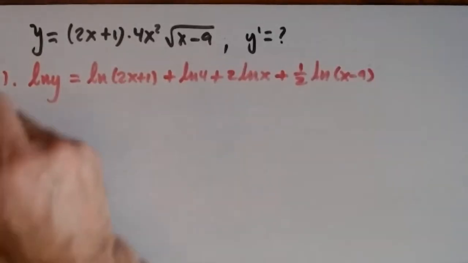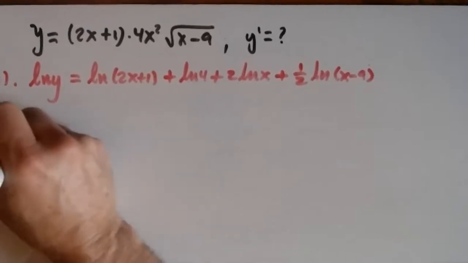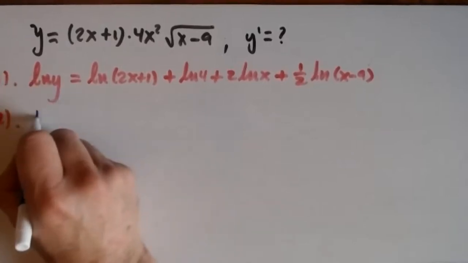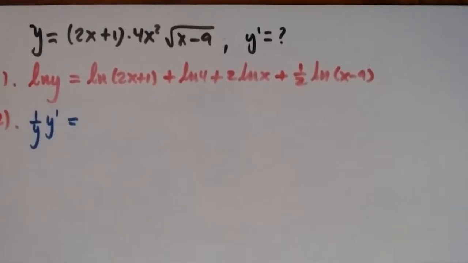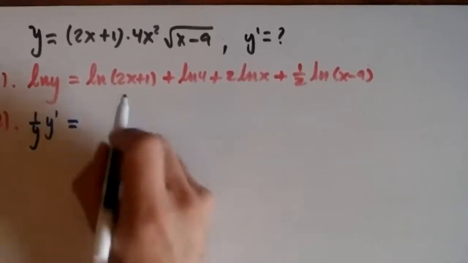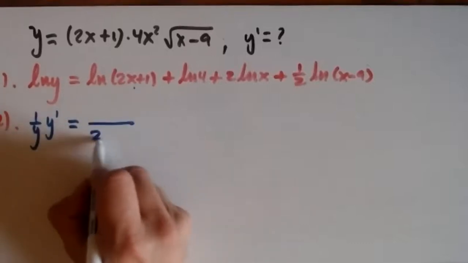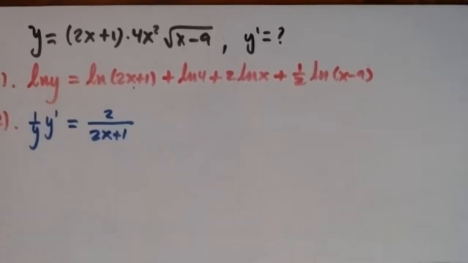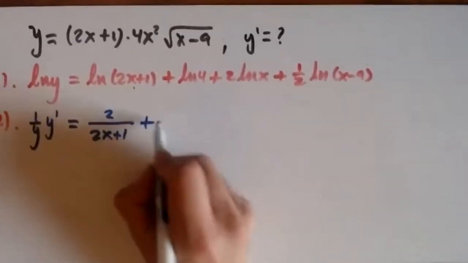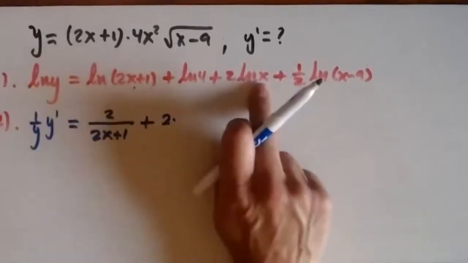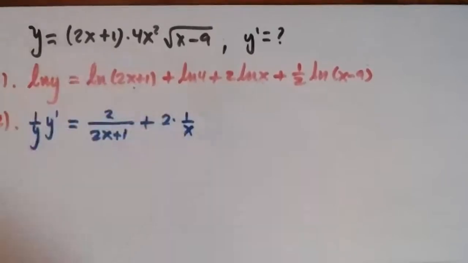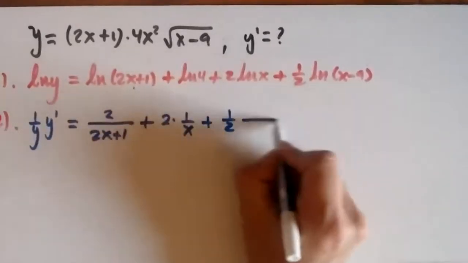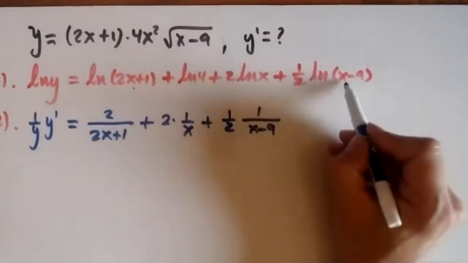Step number 2. The step number 2 is the derivative. Now give me the derivative. This is 1 over y times y prime. It's always the same. You are going to see that. Derivative of this, okay, the reciprocal, 2x plus 1 times the derivative of this. Okay, the derivative of this is 2. Derivative of the constant 0. This is twice, and the derivative of this, 1 over x times 1, because the derivative of the x is 1, plus 1/2. Derivative of this, okay, reciprocal of that expression, times the derivative of the x minus 9.